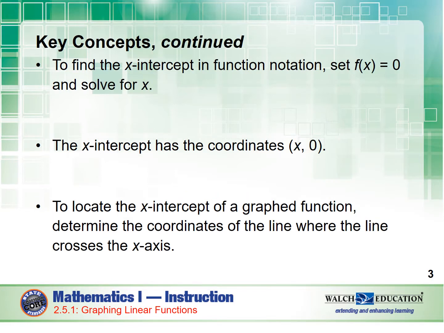Same for the x, except we're going to be looking at the x-axis. So to find the x-intercept in function notation, we're going to set f of x equal to 0 and solve for x. The x-intercept has coordinates of x, 0. So the x-intercept will have a y-coordinate of 0 all the time. And the y-intercept will have an x-coordinate of 0 all the time. To locate the x-intercept of a graphed function, you just look where your line hits the x-axis.